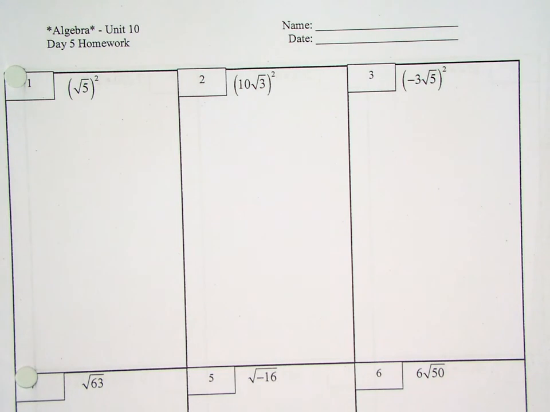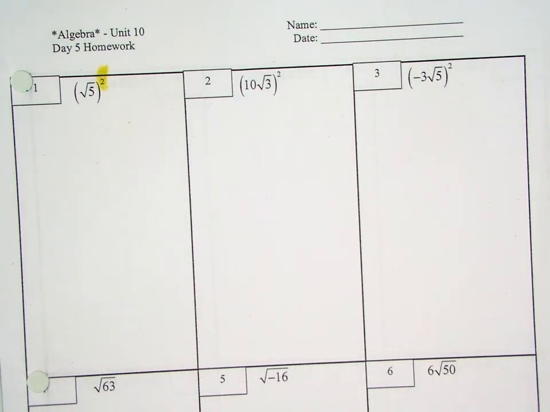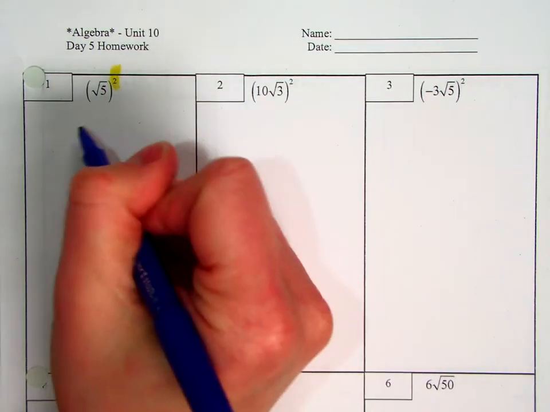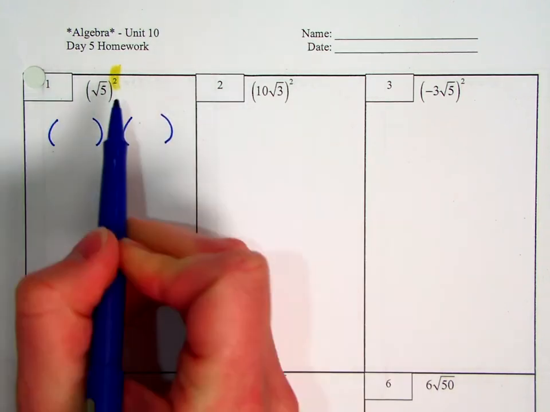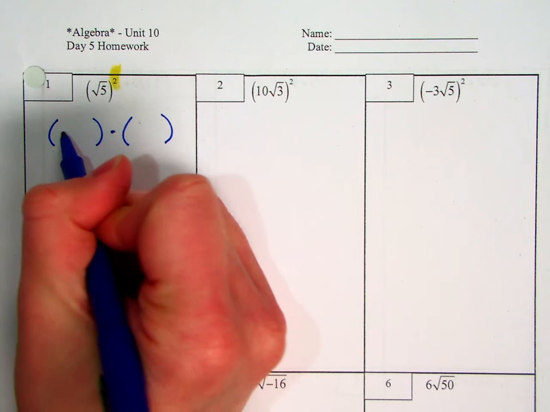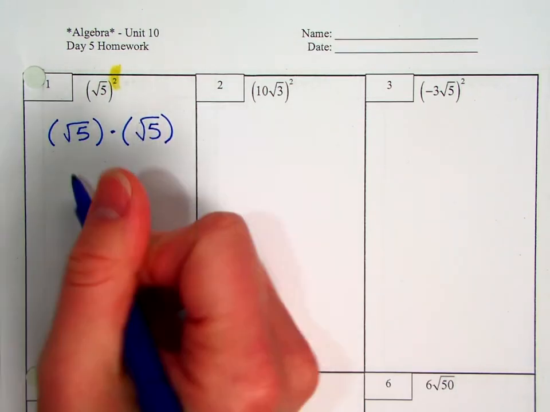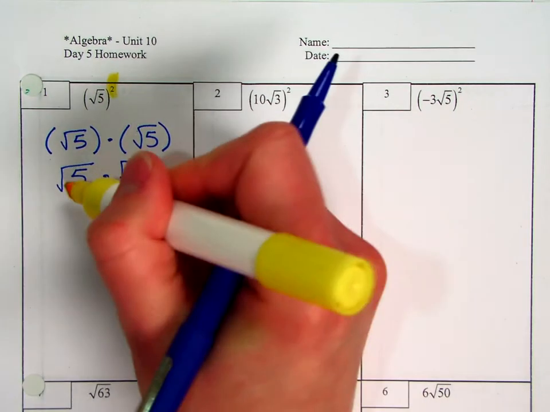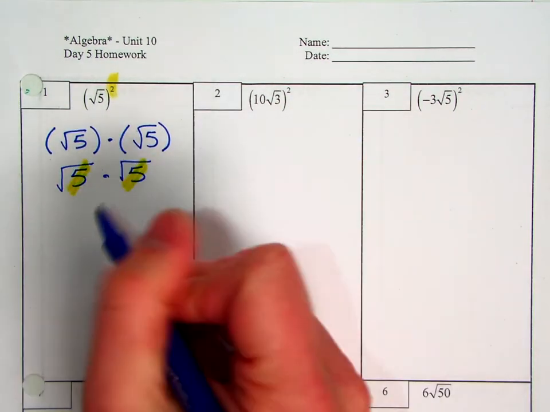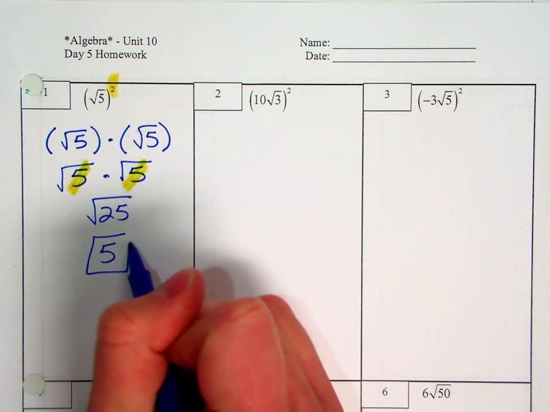All right, so looking at number 1. The first thing that I notice is that it has this exponent of 2. Now remember, the exponent of 2 means we're multiplying it by itself. So that really means I'm going to take everything in the parentheses and multiply it by everything in the parentheses, since the parentheses are being raised to the exponent of 2. Inside the parentheses is the square root of 5. So really I'm multiplying the square root of 5 times itself, the square root of 5. Since they're both inside the radical, we can go ahead and multiply them. 5 times 5 is 25, and the square root of 25 is 5.